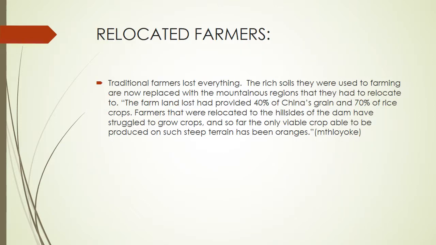Relocated farmers. Traditional farmers lost everything. The rich soils that they used to farm are now replaced with mountainous regions that they had to relocate to. The farmland lost had provided 40% of China's grain and 70% of rice crops. Farmers that were relocated to the hillside of the dam have struggled to grow crops, and so far the only viable crops able to be produced on such steep terrains have been oranges.